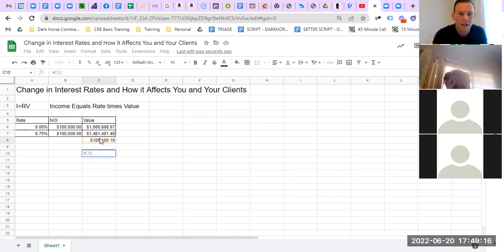185,000 divided by 1,666,666, right? What does that mean? What this means here, guys, is that the value of that property just went down 11% last week alone. If you had bought a stock and it went down 11% in a week, people would be ready to jump out the window. They'd be ready to sell the stock, right?